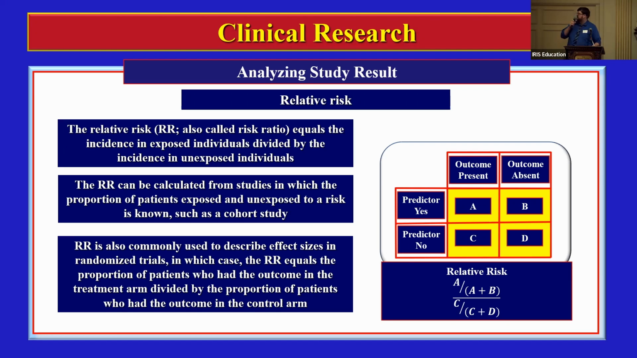So if you look at the equation there, the quantity A divided by A plus B is just going to be the proportion of people who experience the outcome who are in your predictor group. And then C divided by C plus D, that's going to be the proportion of people who experience the outcome in your comparison group.